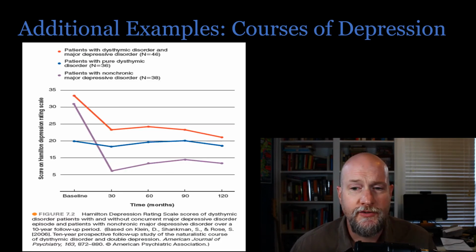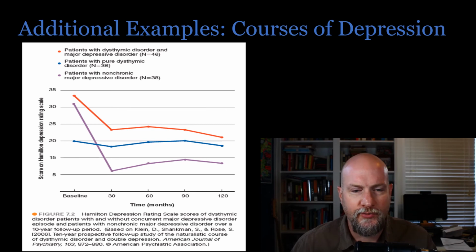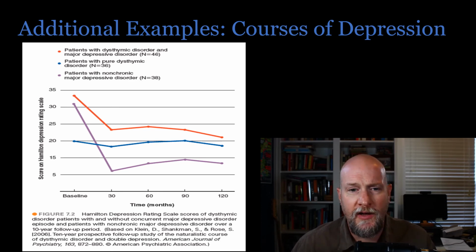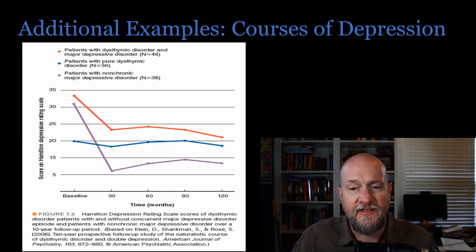This is figure 7.2 from your textbook. These are Hamilton Depression Rating Scale scores, a diagnostic instrument for measuring the degree of depression someone's experiencing. And these are the courses based on those scores for dysthymic disorder patients with and without concurrent major depressive disorder episodes versus patients with non-chronic major depressive disorder over a 10-year follow-up period. So essentially what you're seeing is 3 examples of how people can manifest their depression and cycle both in and out of these episodes over time. Your book goes into extensive detail on this, so I won't go into too much today.